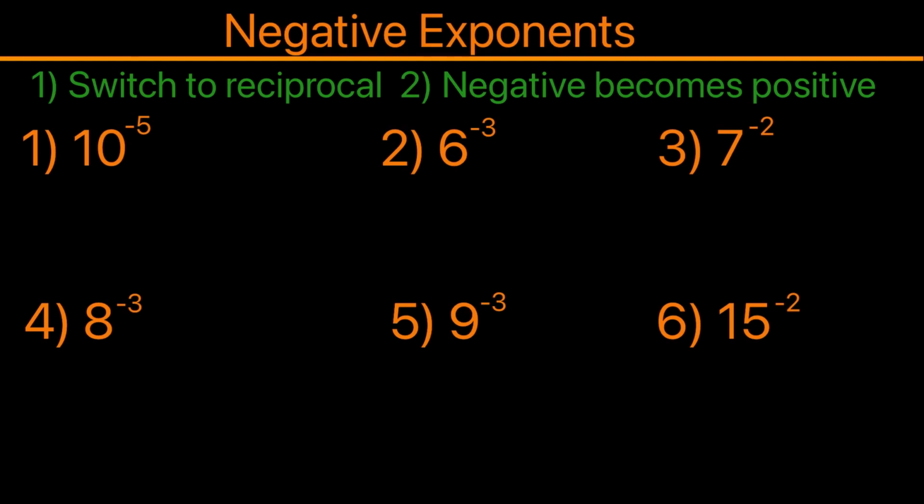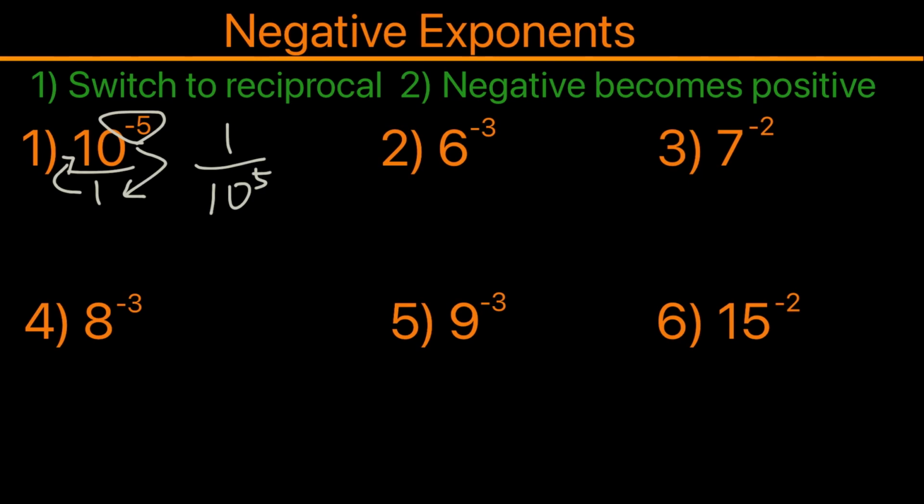The first one, 10 to the negative 5. The first step, what we want to do is we want to place a denominator underneath. Then we will want to swap the denominator to the numerator and the numerator to the denominator. Then we want to change the negative 5 to positive 5. So it would look something like this. 1 over 10 to the 5 value.